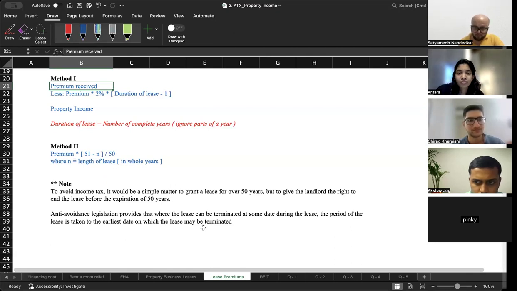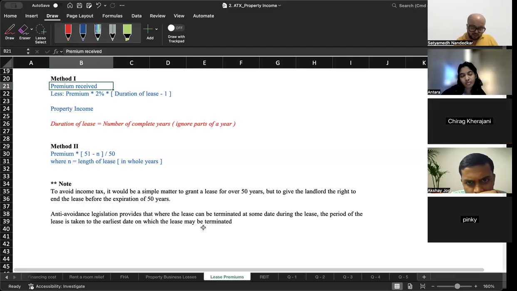Anti-avoidance legislation provides that where the lease can be terminated at some time during the lease, the period of lease is taken to the earliest date on which the lease may be terminated. So, in order to avoid a lease, the landlord and the tenant could do something like, instead of making it a 45-year lease, which would subject it to income tax consequences, they make it a 60-year lease but cancelable at the end of 45 years.